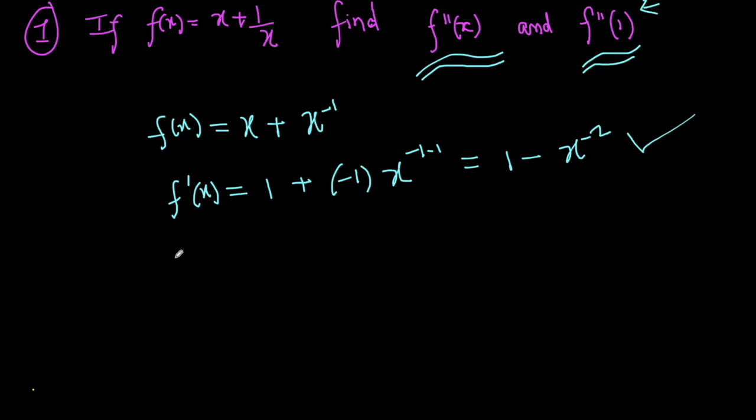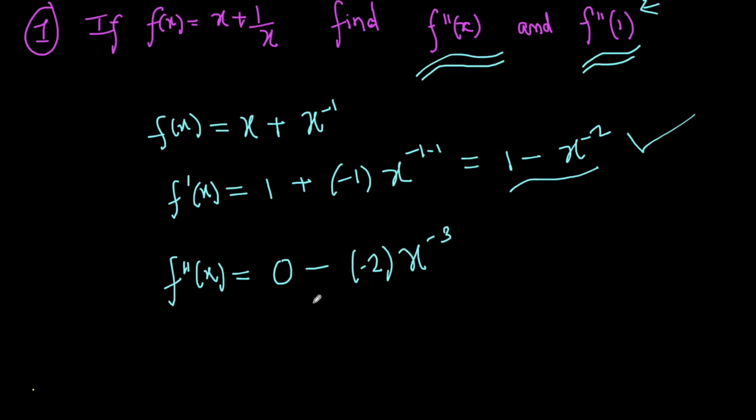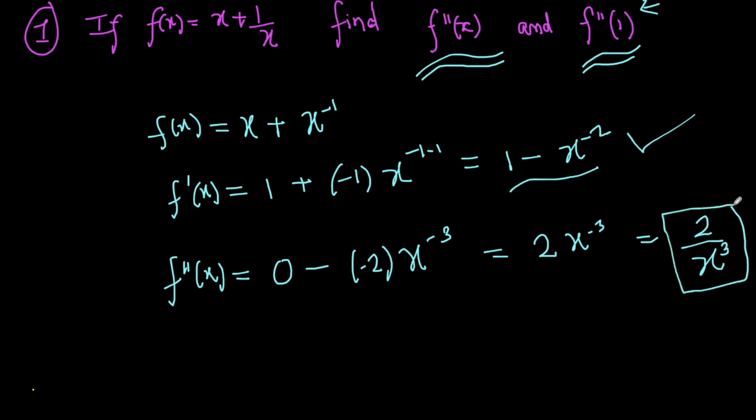Now we are interested in the second differentiation, so we have to differentiate once more, f double dash of x. Differentiation of 1 is 0, minus, and now we have to find the differentiation of x to the power minus 2. Using the power rule, the minus 2 comes in front, and the power becomes minus 3 because minus 2 minus 1 is minus 3. So you will get 2 x to the power minus 3, or you can also write 2 over x cube. Hope you understand why I'm writing it in the denominator, to make it simpler. This is your second differentiation.